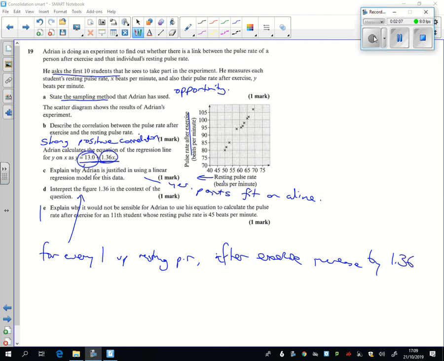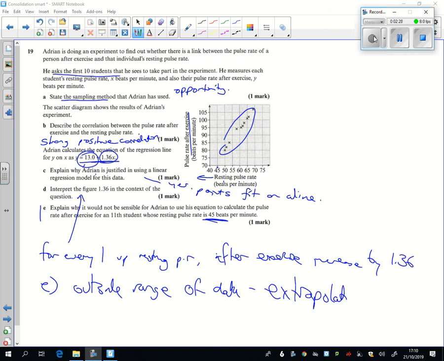Explain why it'd not be sensible to use his equation for someone at 45. So 45 would be here, and you'll see that it's outside the data. So for part E, it's outside the range of the data. And there's a posh word for that. The posh word is extrapolation. It means we've gone outside the data that we've got information for. So lots of writing, lots of reading, but not too much maths there.